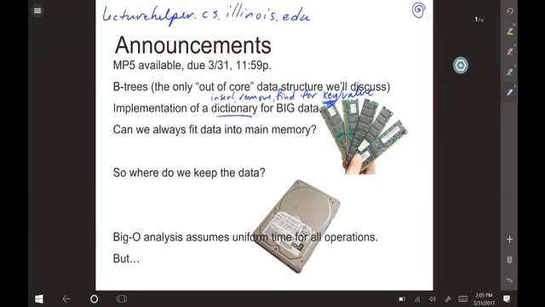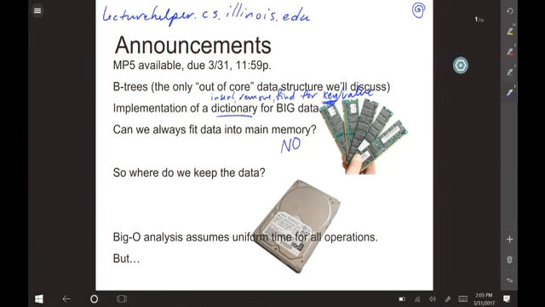Okay, so can we always fit data into main memory? We would not be having this conversation if we could. So because you're here today, the answer is no. And think about what that implies. How big is the RAM on your own machine? 4 gig or 8 gig. So the question is, are there data sets that we interpret as dictionaries that are bigger than that? And the answer is, well, sure, of course there are. Otherwise, that would be the kind of memory that we used all the time.